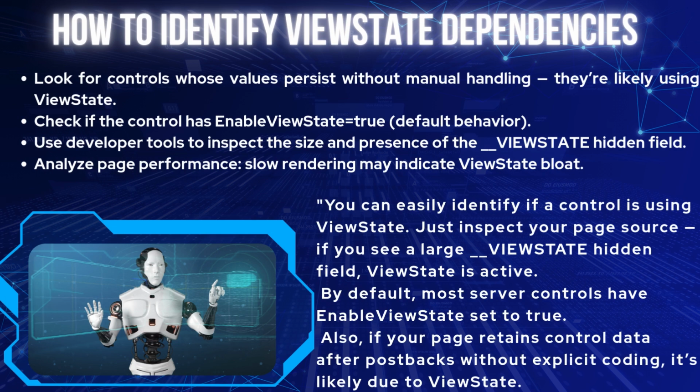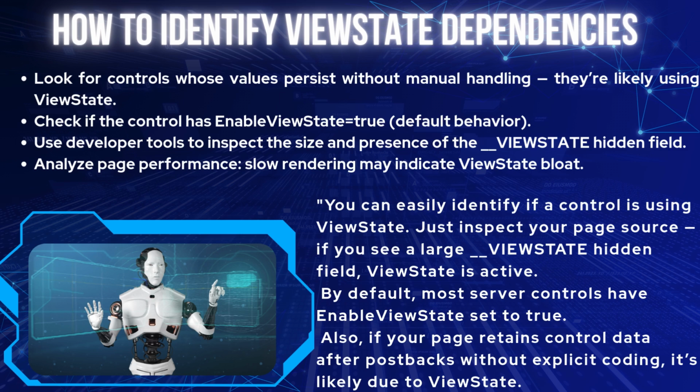Next, how to identify ViewState dependencies. Look for controls whose values persist without manual handling. They're likely using ViewState. Check if the control has EnableViewState equals true, the default behavior. Use developer tools to inspect the size and presence of the __VIEWSTATE hidden field. Analyze page performance. Slow rendering may indicate ViewState bloat.